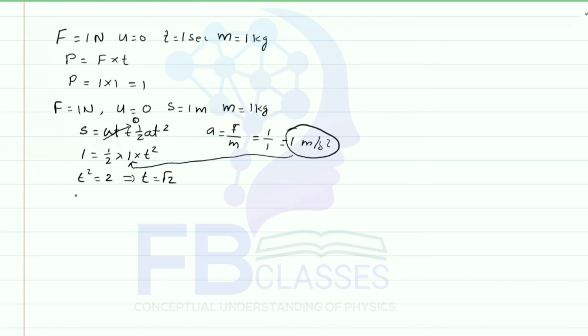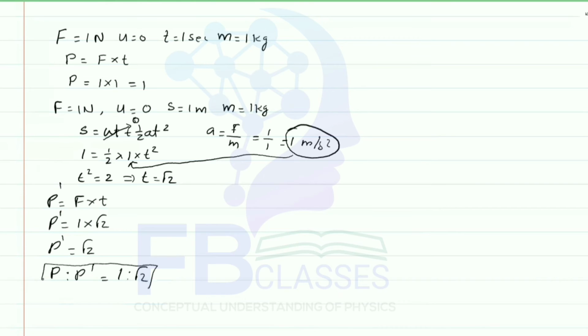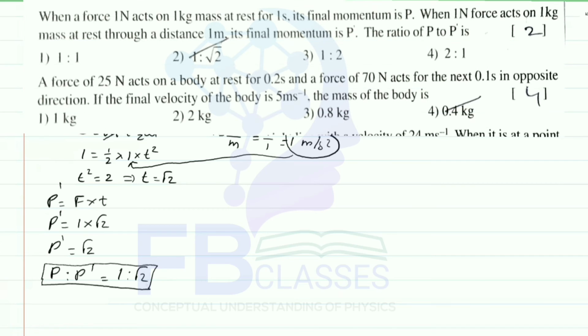Okay. Now momentum P is equal to F into t. So P is equal to F into root 2. So I will take it as P dash. P dash is equal to root 2. So P to P dash is equal to 1 is to root 2. So that is the answer. So now our correct option is option 2, which is 1 is to root 2.